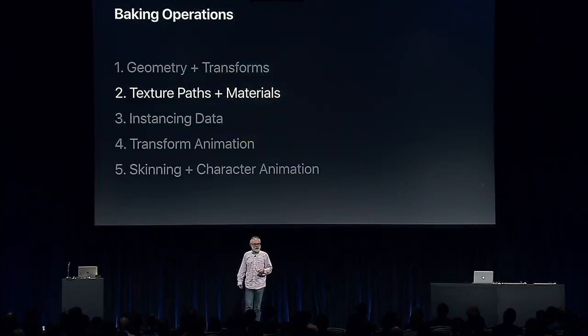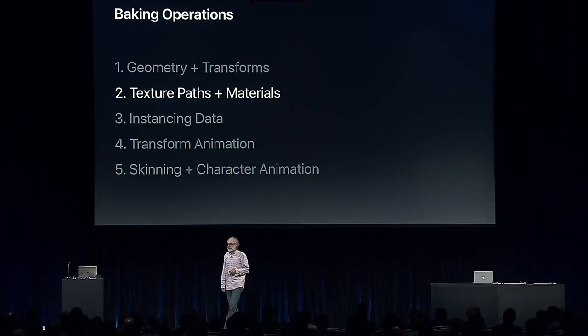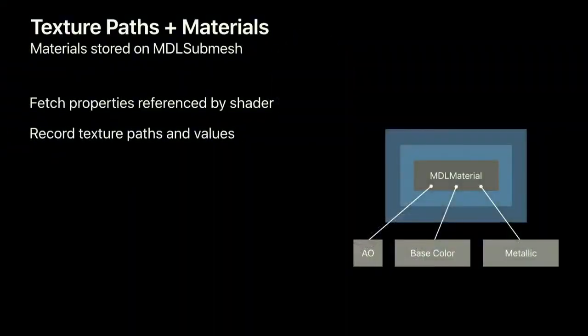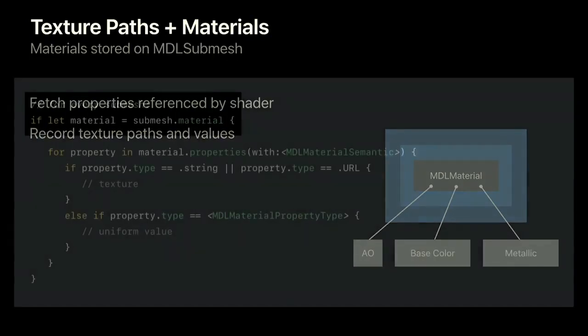Next, we're going to fetch out all of the material data. So for every submesh, we're going to find out that there's possibly a material. And if there's a material, we're going to find the parameters that are needed by our shader. If our shader needs, say, diffuse color and roughness, then we'll ask the MDL material, hey, have you got those values? And then we're going to check, is it a scalar value or is it a texture? And we'll grab that out and record it.